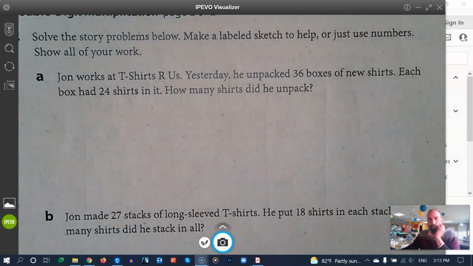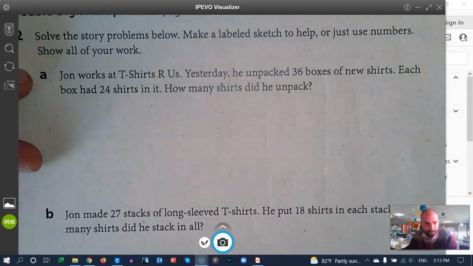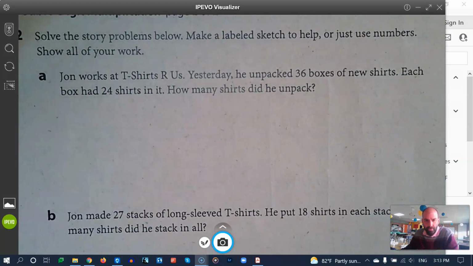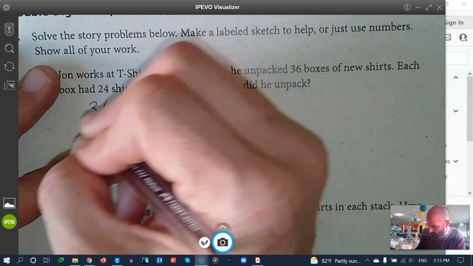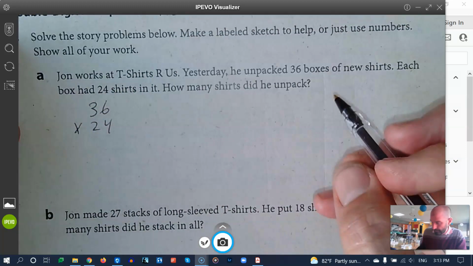Solve the story problems below. Make a labeled sketch to help you, or just use numbers. Show all your work. So I can do both. John works at T-Shirts R Us. Yesterday he unpacked 36 boxes of new shirts. Each box had 24 shirts in it. How many shirts did he unpack? So this is 36 by 24.